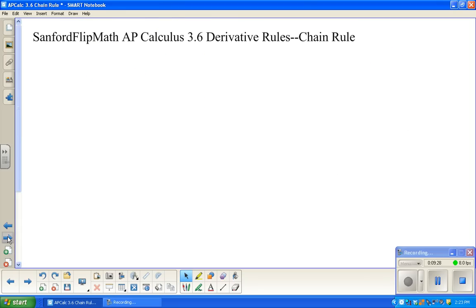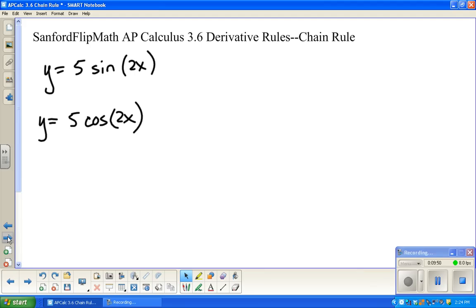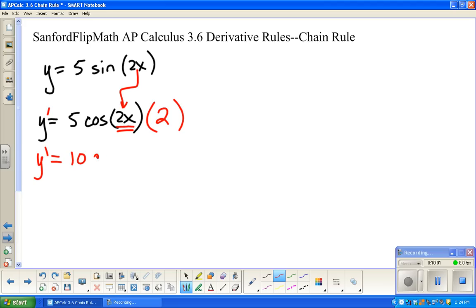Let's do another. y equals 5 times the sine of 2x. We just learned about trig rules yesterday. So this is going to be 5 times, well, the derivative of sine is cosine of 2x. Remember, you keep the inside the same. It just comes along for the ride, but then times the derivative of the inside. So, sorry, that's y prime. So y prime then is 10 times the cosine of 2x. Parentheses there are optional.